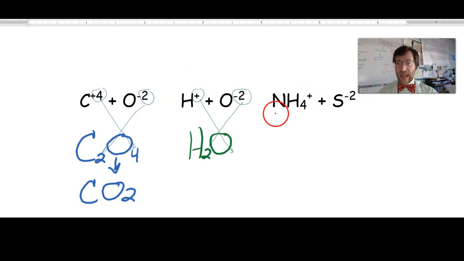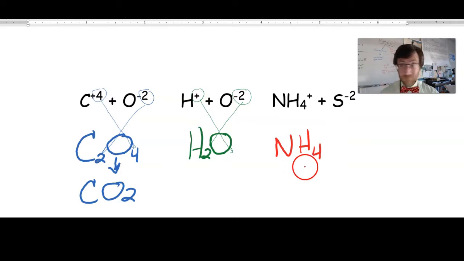Let's take on this one. NH4, polyatomic ion. Now guys, when there's a polyatomic ion, you have to write down the polyatomic ion just as it appears. You cannot mess around with the subscripts because that changes the polyatomic ion, right? Can't change the subscripts. Can't change that to N2H5 or N2H8, nothing like that. And here's S.